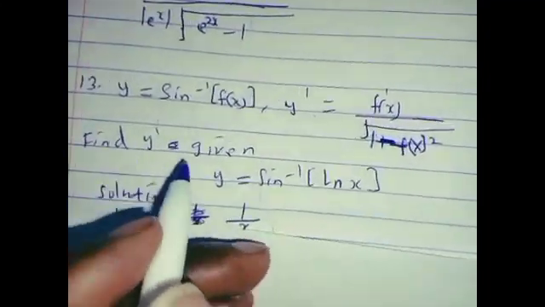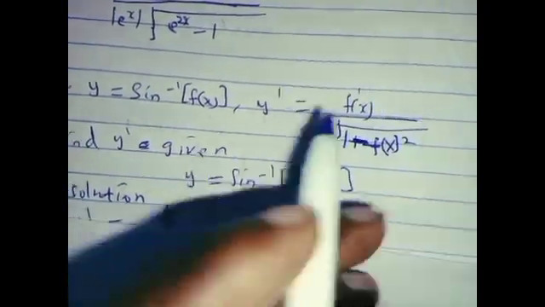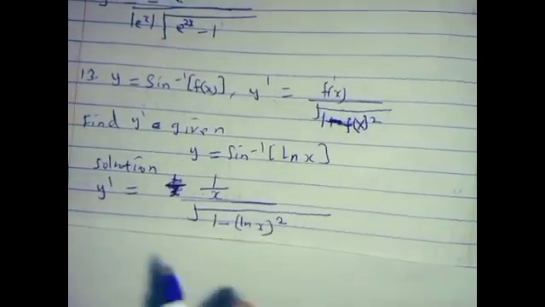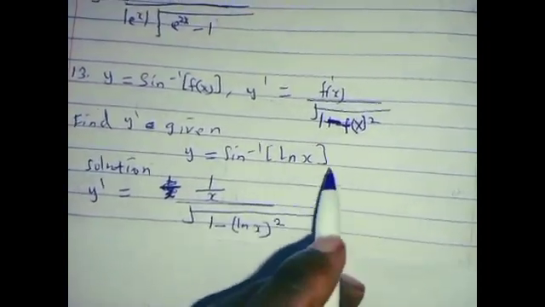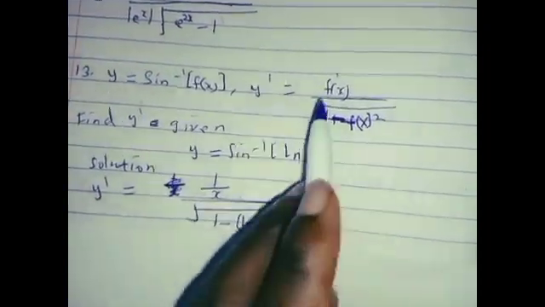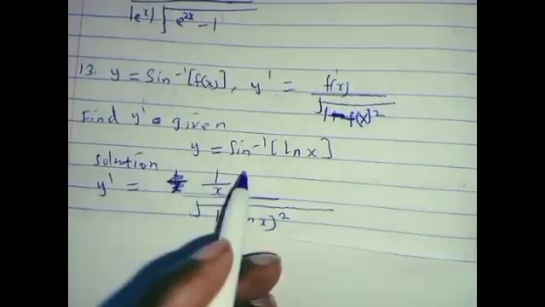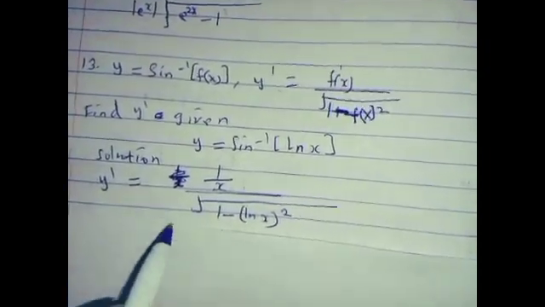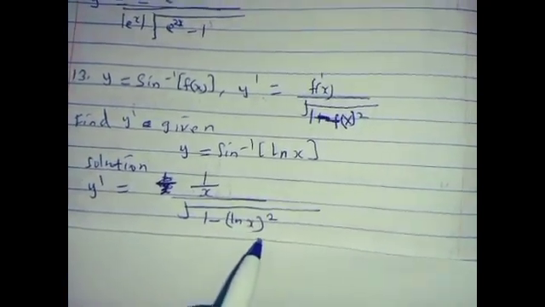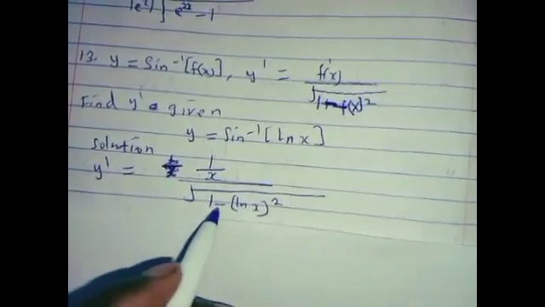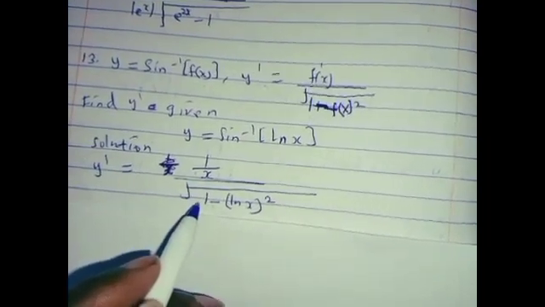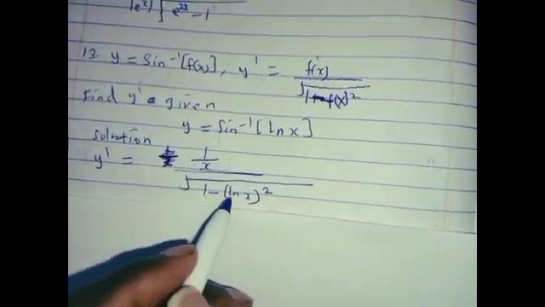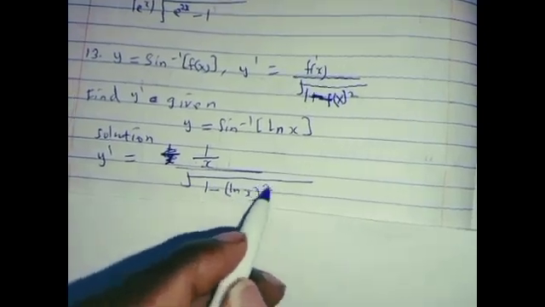So find y prime given that y is equal to sine inverse of natural logarithm of x. First of all, we differentiate the function. Natural logarithm of x differentiated will give us 1 over x, divided by the square root of 1 minus natural logarithm of x squared.